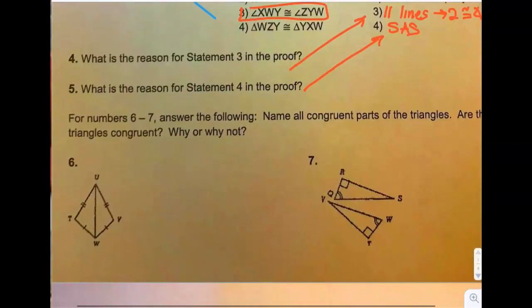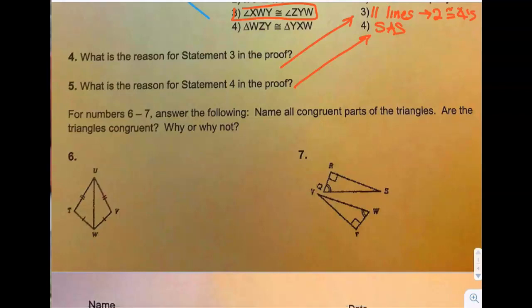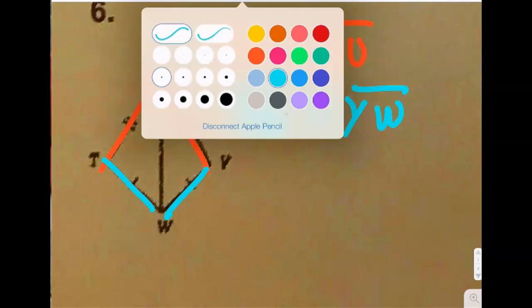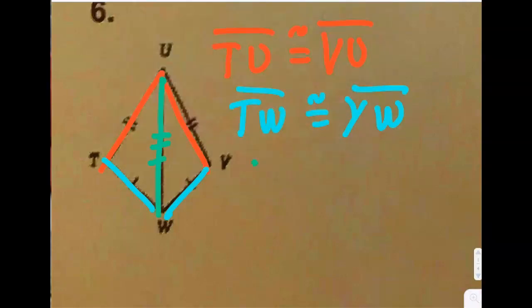6 and 7, name all congruent parts. And then it says, are the triangles congruent? Well, let's see. I know that TU is congruent to VU. Okay. I know that TW is marked the same as YW. But I also know that there's a reflexive in the middle. So UW is congruent to itself. So there's the three sides. So yes, they are congruent because of SSS.